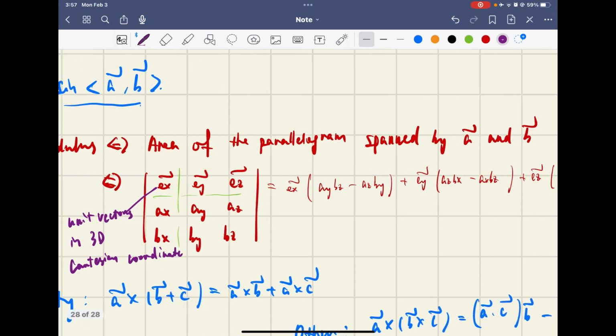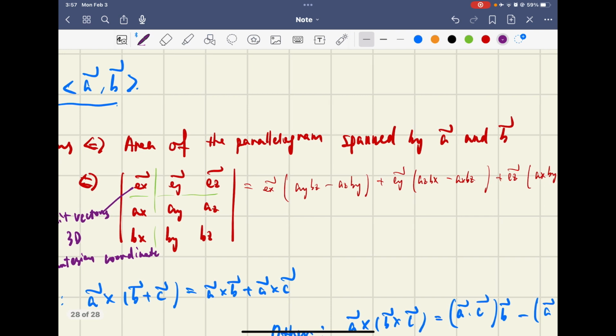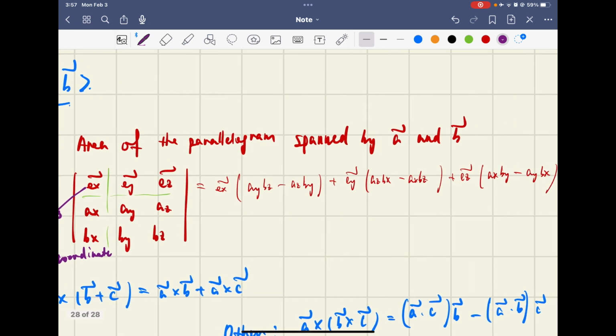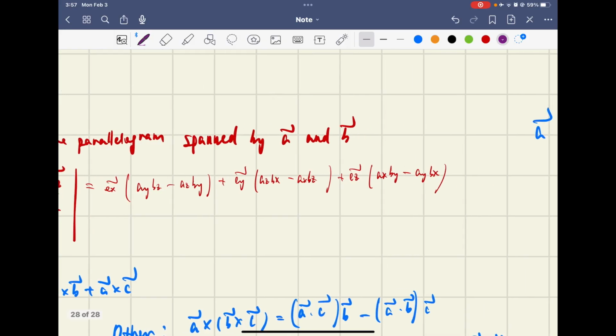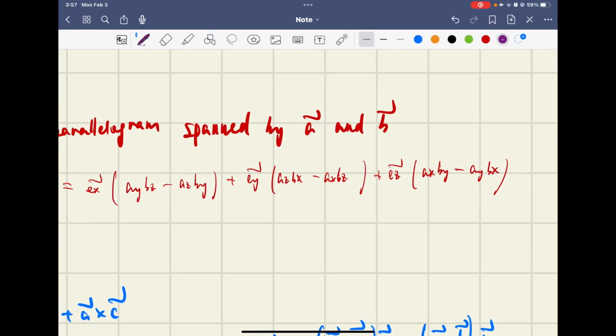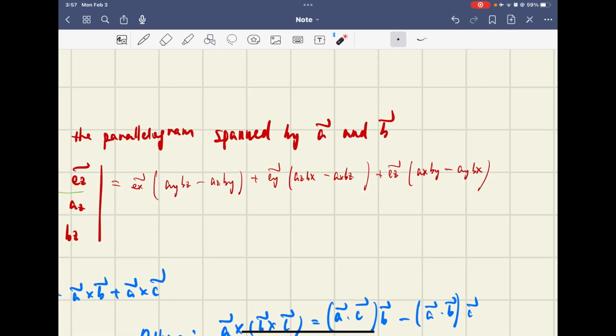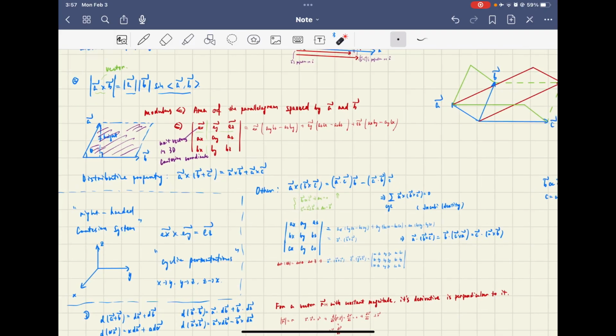Okay, so we just expand the first row, and we'll get the following expression here. As you can see, we can now know the components of the cross product in the three directions: ex, ey, and ez, and we will find that it is kind of cyclic.